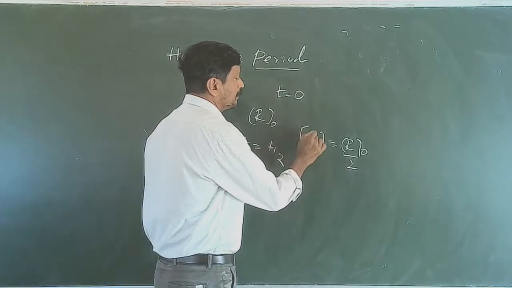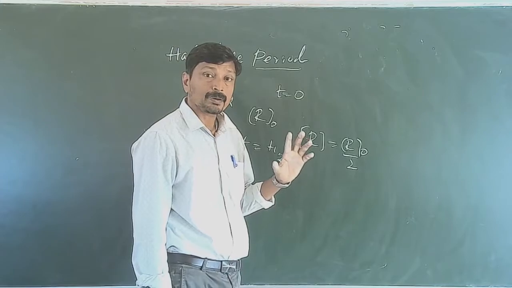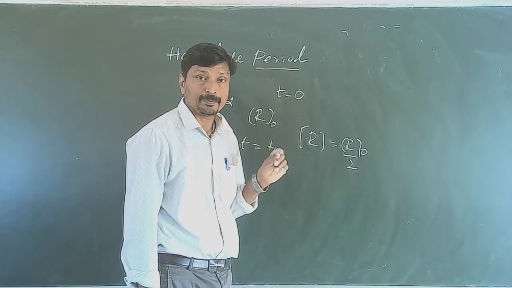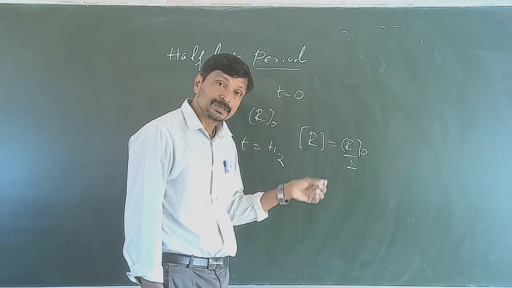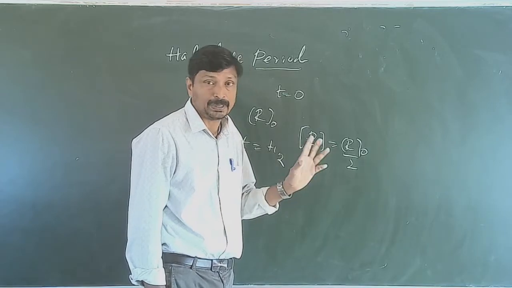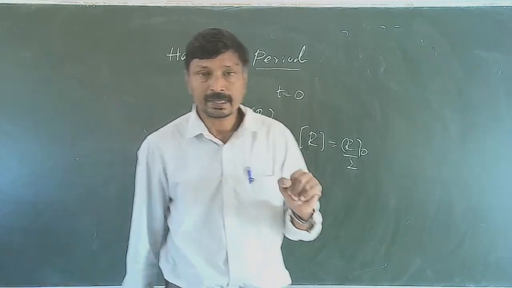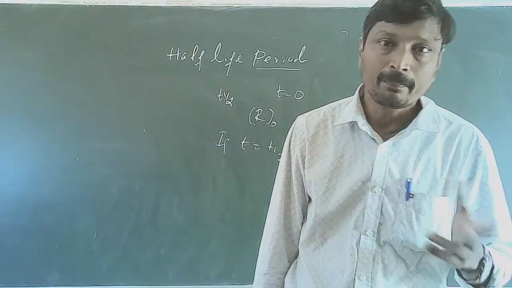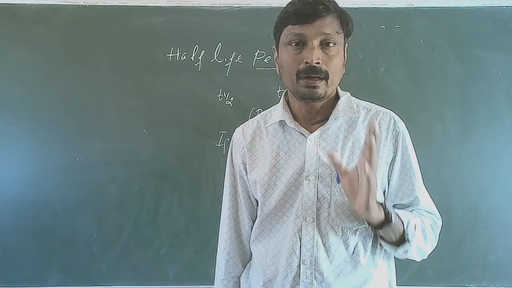What should the concentration be at T half? What concentration should remain? R naught by 2. That is, R is equal to R naught by 2. The time required to reduce its concentration to half of its initial value. Suppose you take 1 mole, you started with 1 mole. The time required to react to 0.5 mole is called half-life period. See, this is called half-life period.